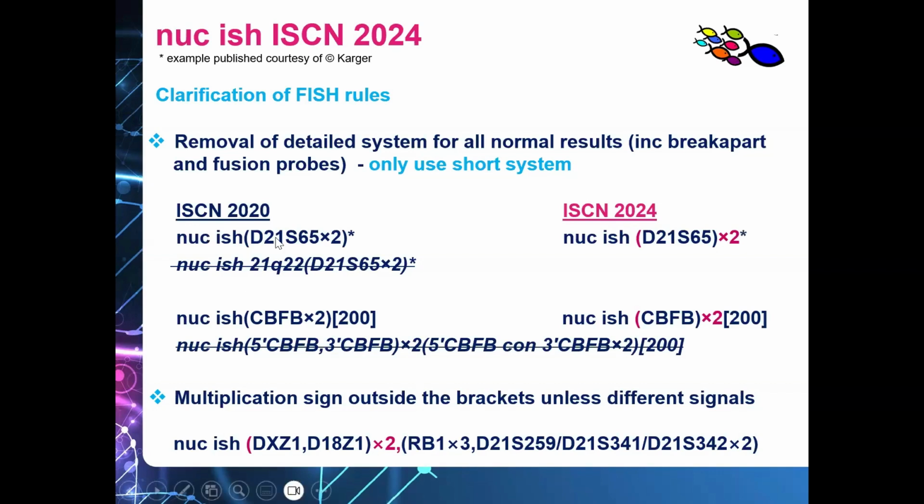This is ISCN 2020. Now you've got a space and the ×2 goes outside the bracket. So the FISH is now consistent with array, sequencing and RSA nomenclature. The only time the multiplication is inside the brackets is when there are different signal patterns. In this particular case, this one is outside because it's the same signal pattern, but this one is inside because you've got a different signal pattern for RB1 and the chromosome 21 contig.